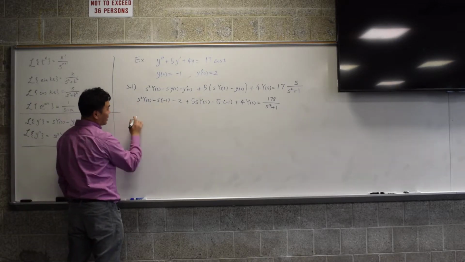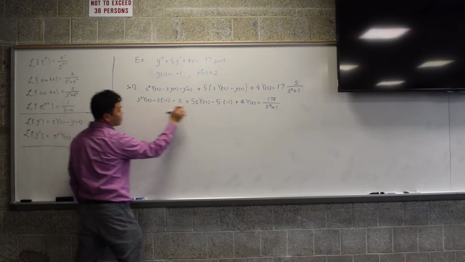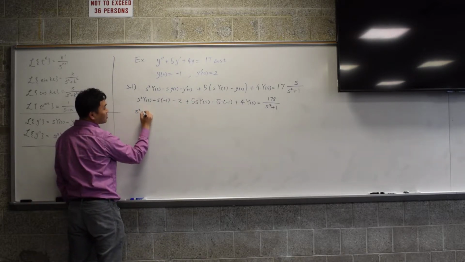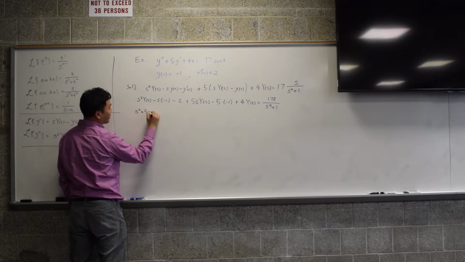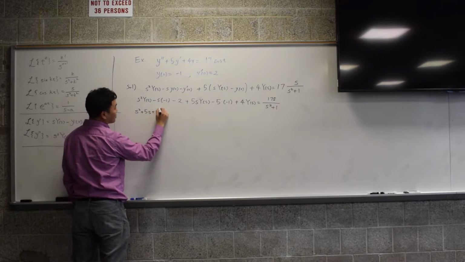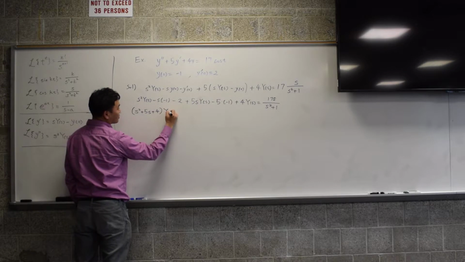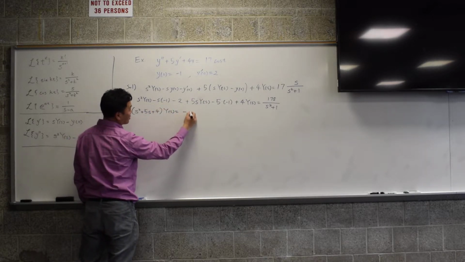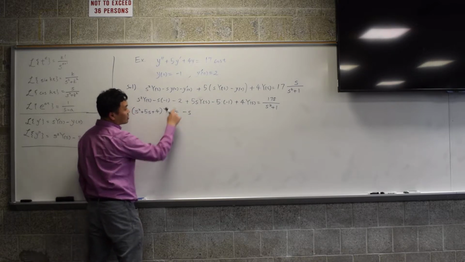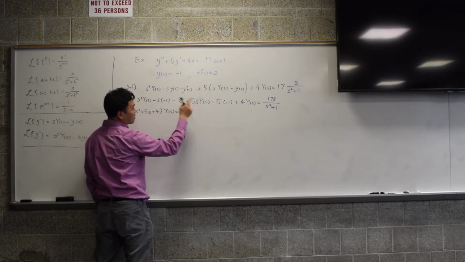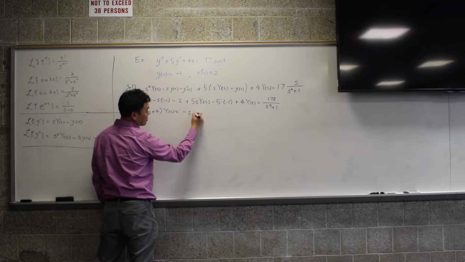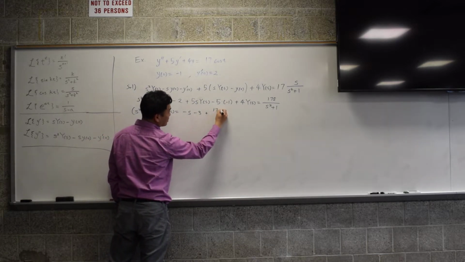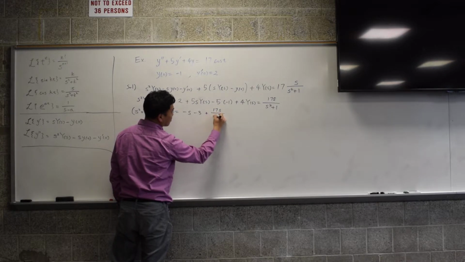Collect all the y of s. So this is collected to become s squared plus 5s plus 4 times y of s. This is s, that should be moved to the other side. Negative s. Negative 2 plus 5 is 3, but positive 3, if you go to the other side, it's negative 3. Plus 17s over s squared plus 1.